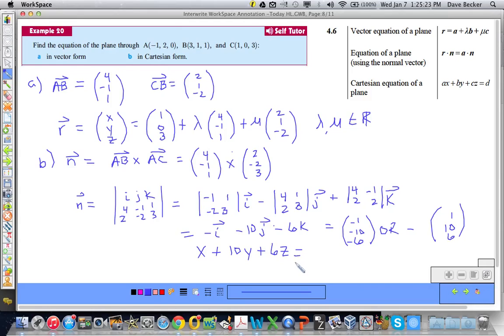And that is equal to, and now I'm going to use my coefficients, -1 plus 10 times 2 plus 6 times 0. And where am I getting these? Well, I just use point A right there: -1 times 1, 10 times 2, 6 times 0. So I end up with x plus 10y plus 6z is equal to 19. Okay, and that'll do it for now.